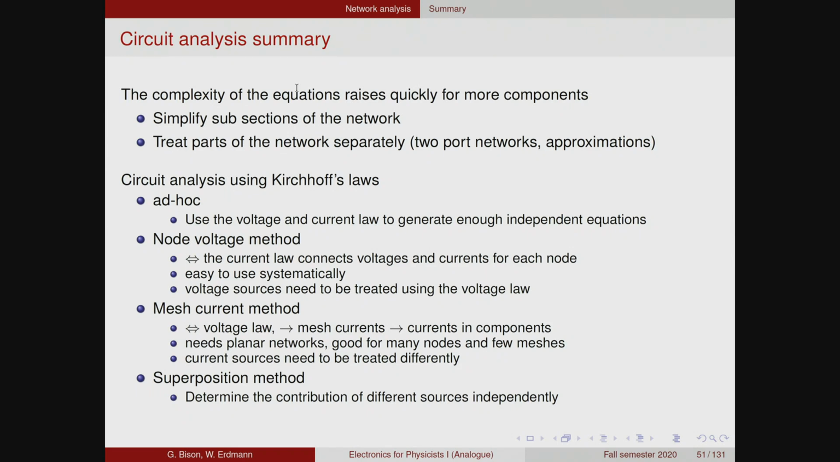It's also very powerful to treat parts of the network separately. For that, many concepts have been developed, for example the two-port network scheme, where you basically follow a signal through different components in your electrical system, and you assume that each component does not act back on the one before. This is an approximation, a typical approximation that we often make to make things easier.